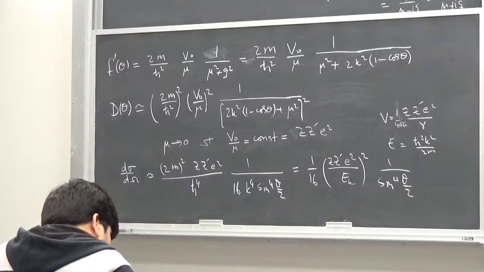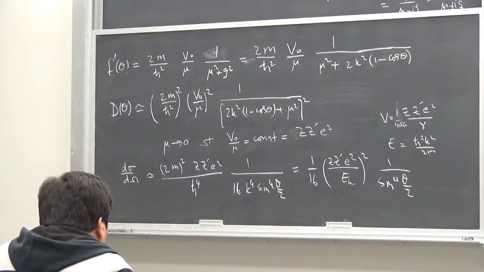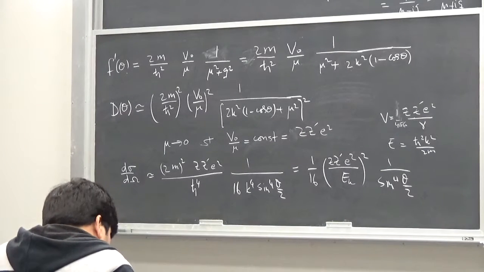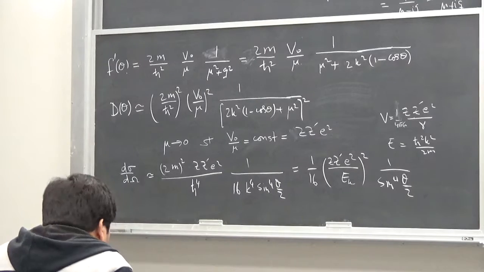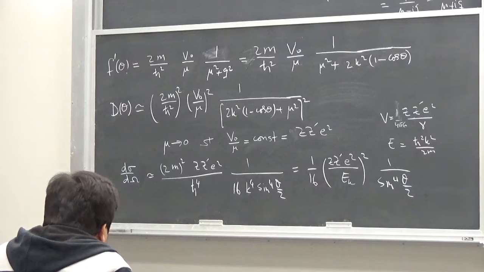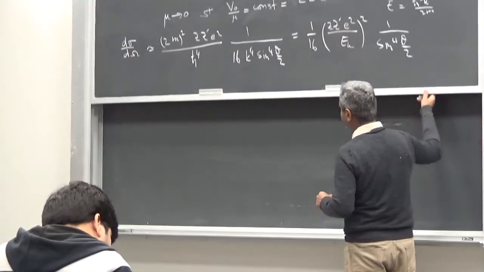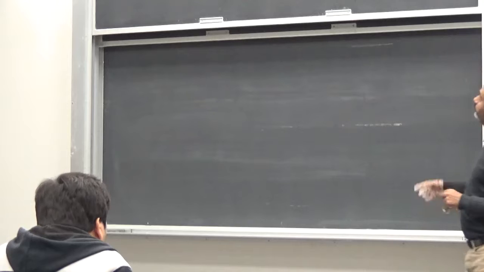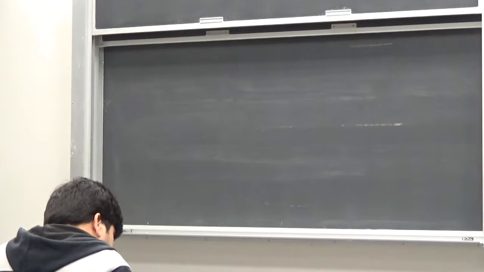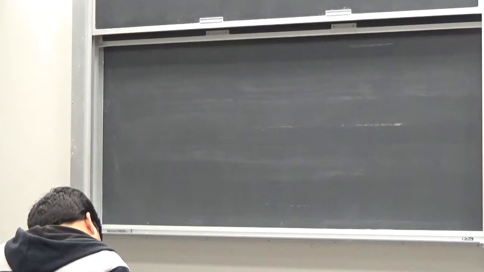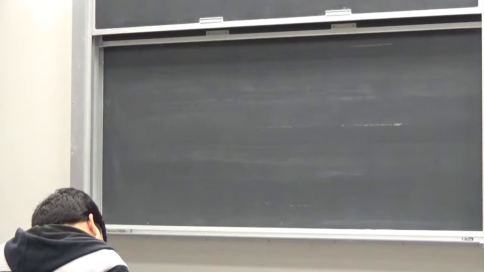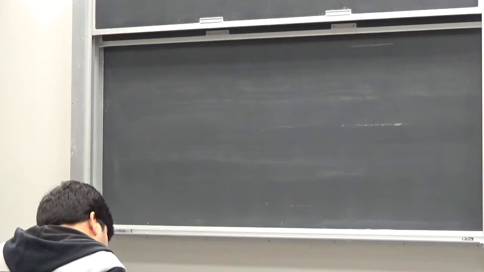Yes, questions? Any comments? Complaints? So basically, given a form of V, we can calculate d sigma by d omega to first order using this formula that we started with today.